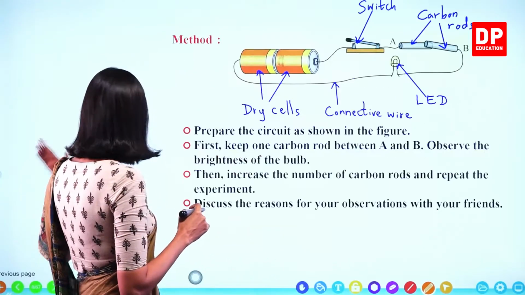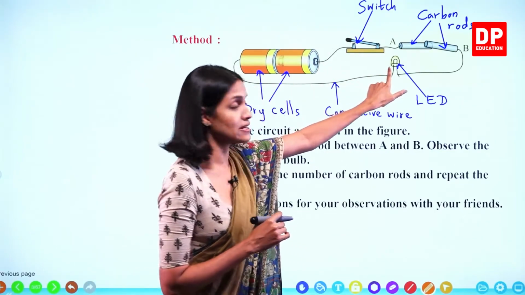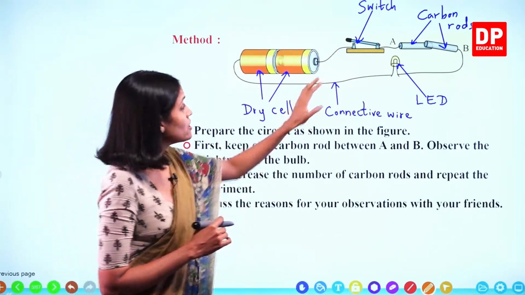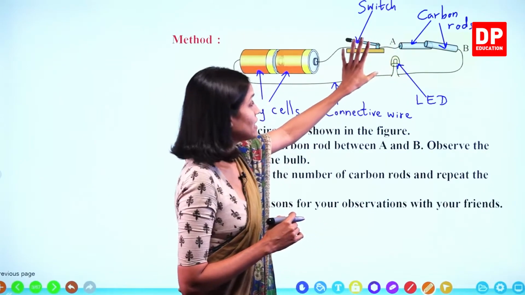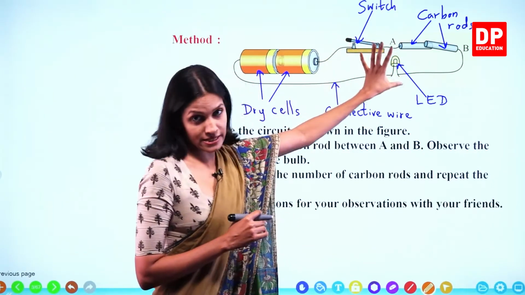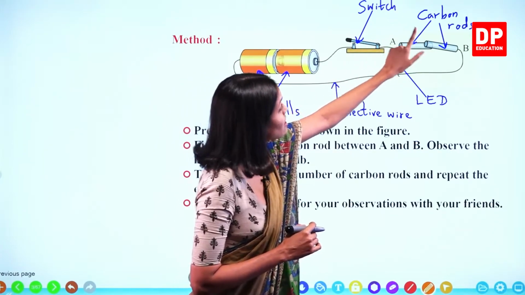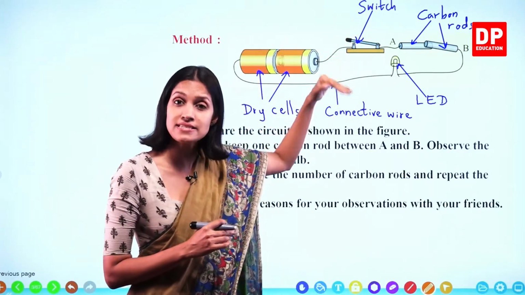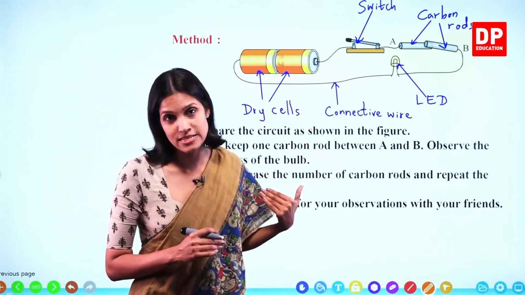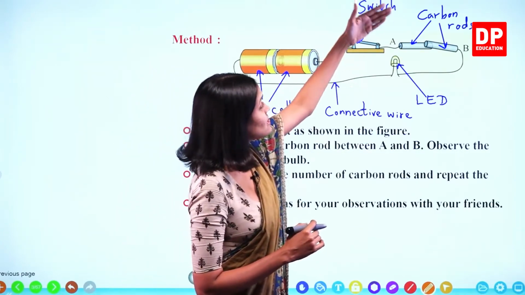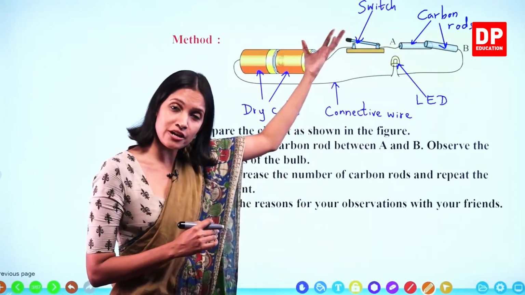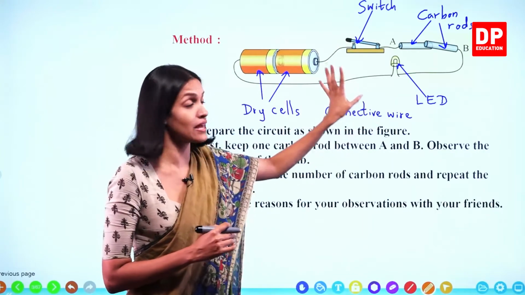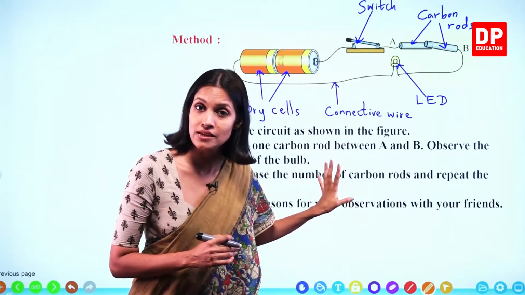Right? So in order to light the bulb with high brightness, there should be more electric current flowing through the LED. Okay? So when more current flows through the LED, it lights up brightly. The brightness is very high. But when you increase the number of carbon rods, what happens to the path? The length of the path increases. At the same time, resistance also increases. Right? When the resistance increases, what happens? The amount of electric current that flows reduces, which means the amount of current passing through this LED also reduces. Therefore, the brightness reduces. Understand?